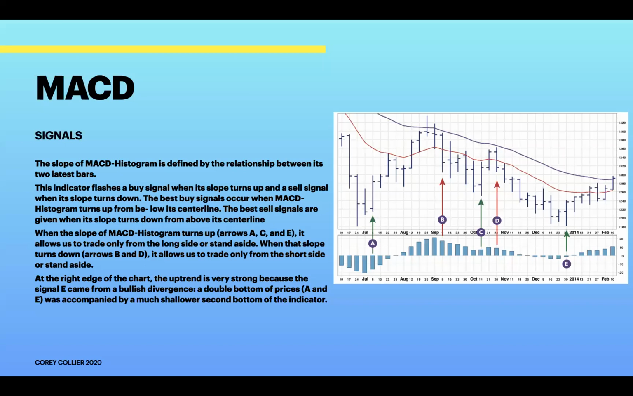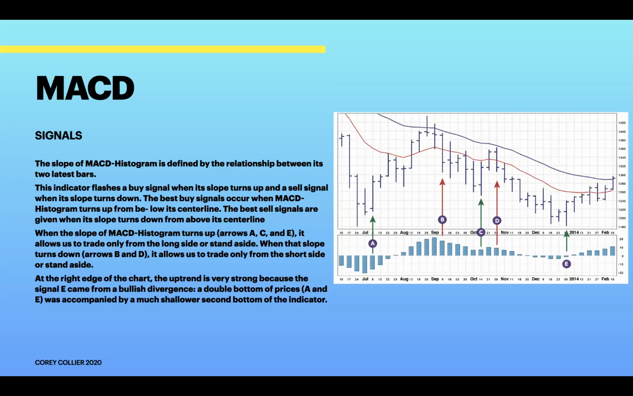When the slope of the MACD histogram turns up, arrows A, C, and E, it allows us to trade only from the long side, or standard side, actually. When that slope turns down, arrows B and D, it allows us to trade only from the short side. At the right edge of the chart, the uptrend is very strong because the signal E came from a bullish divergence, right? A double bottom of prices. That's what you see in indicators A and E, but on the price, that's your double bottom, right?